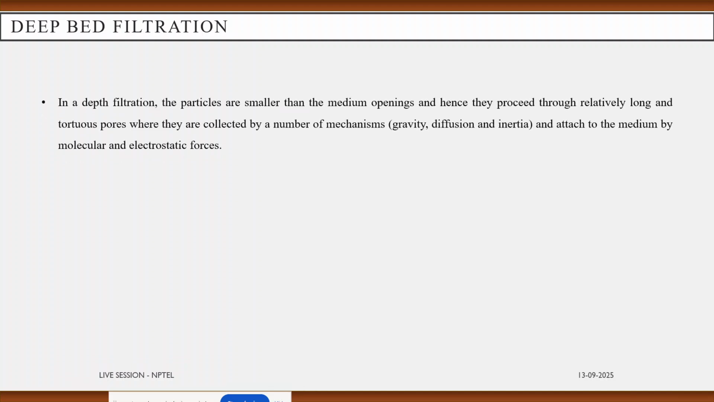So now we are going to discuss the deep bed filtration process. In deep bed filtration, the particles, which are much smaller than the medium opening, pass through relatively long and tortuous pores where they are collected by a number of mechanisms, maybe gravity, diffusion or inertia, and attached to the medium by molecular and electrostatic forces.